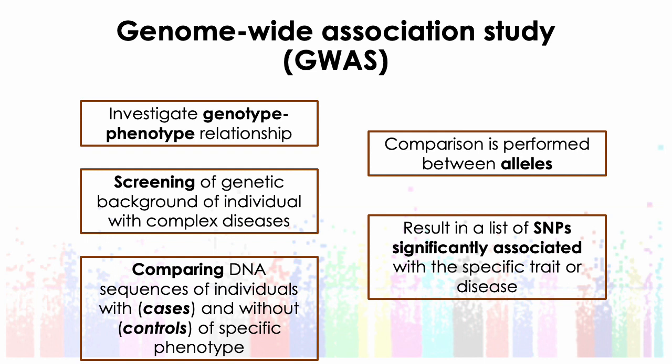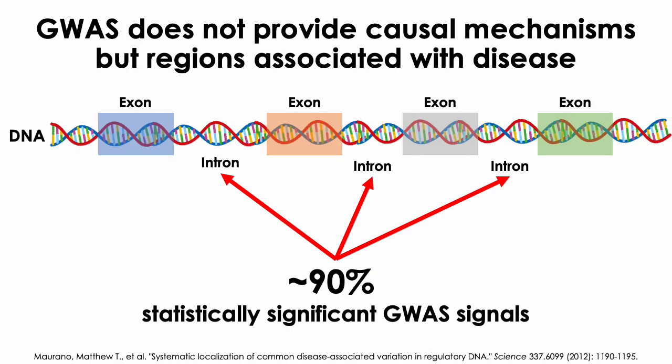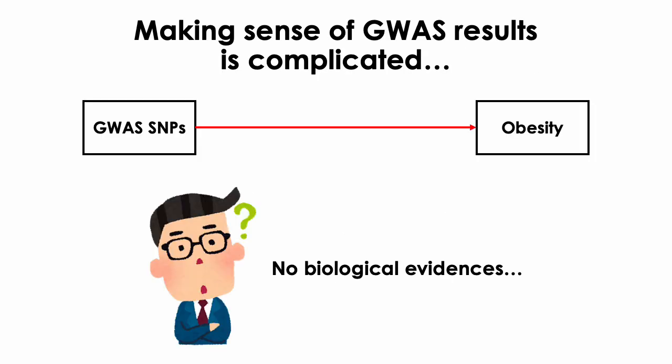Genome-wide association studies, or GWAS, is a major and effective method to investigate genotype-phenotype relationship by comparing DNA sequences of cases and controls, resulting in a list of SNPs significantly associated with the disease. However, this method does not provide causal mechanism. Instead, regions associated with the diseases are revealed. Therefore, making sense of GWAS results is complicated as there is no biological evidence to explain the disease causality.